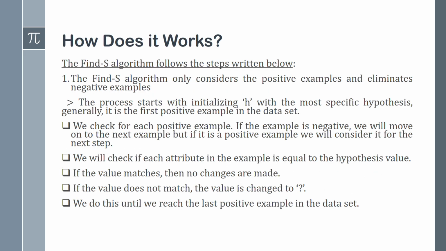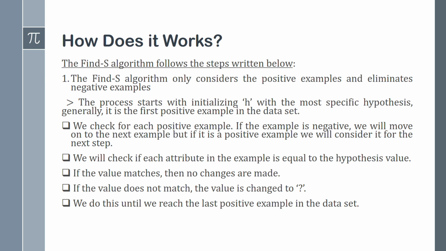So how does the Find-S algorithm actually work? The Find-S algorithm only considers positive examples and eliminates the negative examples. The process starts with initializing h with the general or specific hypothesis, generally the first positive example in the data set. So we check each example. If an example is negative, we move on to the next one. If it is a positive example, we'll consider it in the next step.